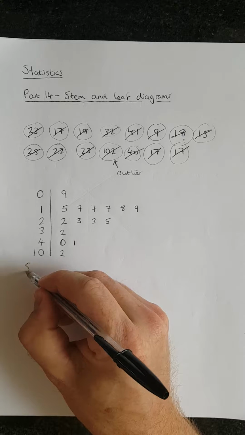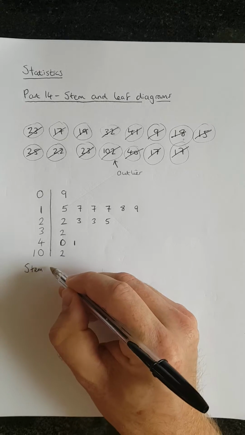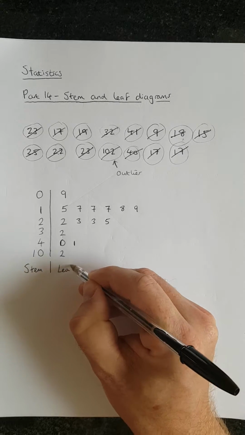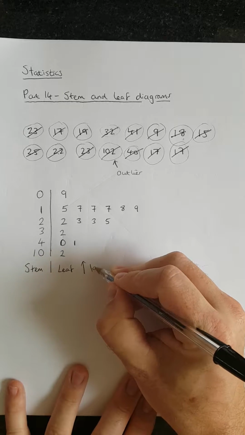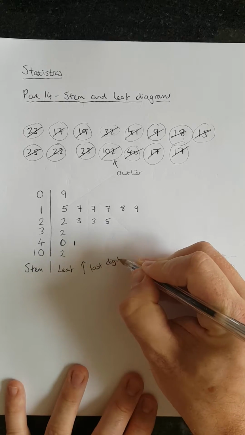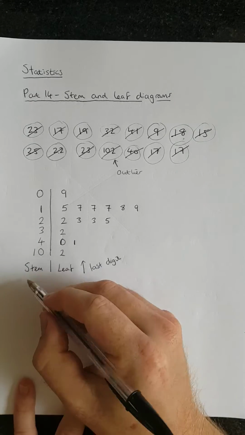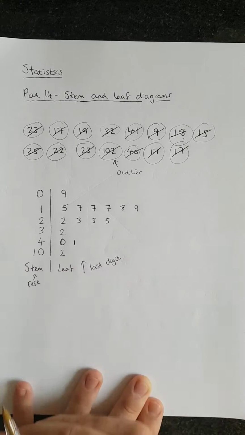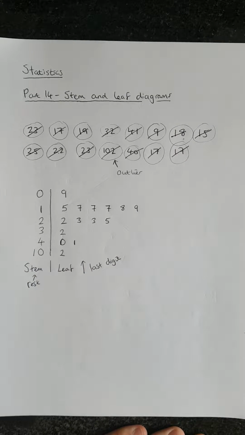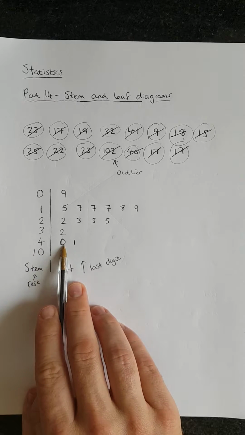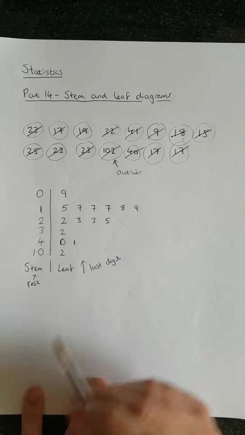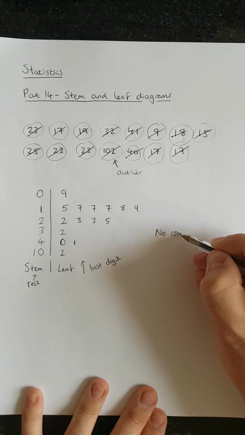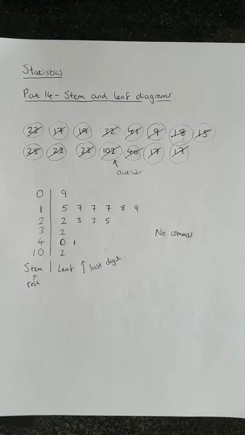Can you see how this works? So, the leaf contains the last digit of the number. The stem contains the rest. So 40 is here, 41 is here. No commas are needed between the numbers.